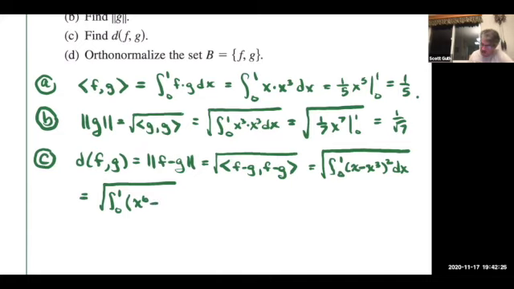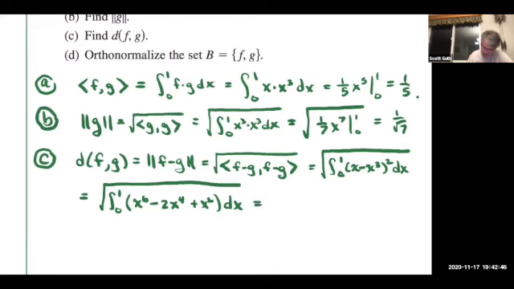Minus, let's see, the inner times the outer. That's going to be an x to the 4th. And there'll be negative 2 of them. Minus 2x to the 4th. And then just plus x squared. And that'll be dx. Like that.